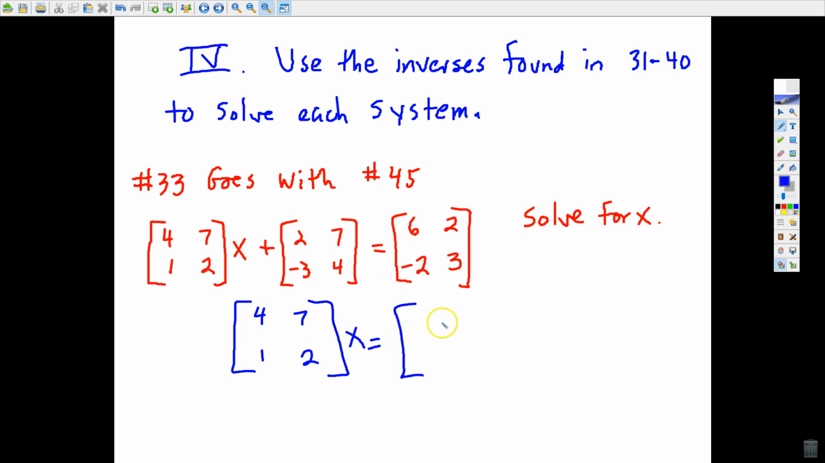So you do 6 minus 2, 4. The order obviously does matter because subtraction is not commutative. 2 minus 7 is negative 5. Negative 2 minus negative 3 is positive 1. And 3 minus 4 is negative 1. So does everybody see how we got to the blue step?